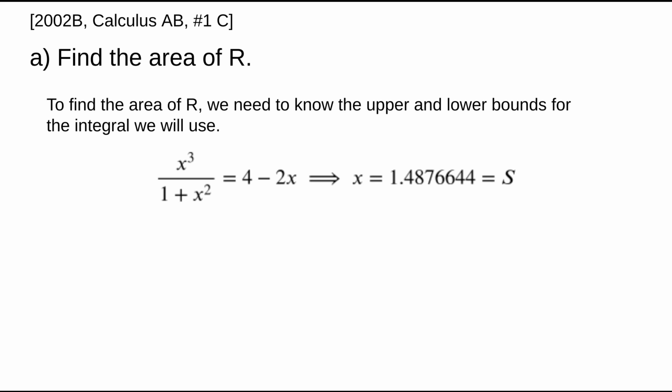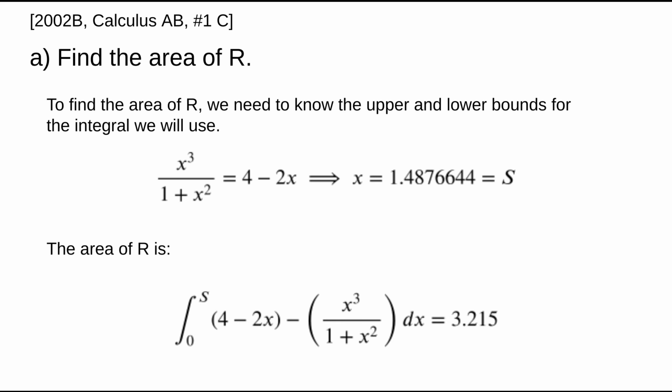using that value s. All right, so the area of that region R is going to be the integral from 0 to s of my upper function, which is 4 minus 2x, minus my lower function, which is x cubed over 1 plus x squared, dx. And again, this is a calculator active question, so you're going to use your calculator to do this. I don't think you want to do this by hand. It's a calculator active question. Why would you do that unless you just enjoy it, but not expect it on this exam? Using a calculator, that area is 3.215.